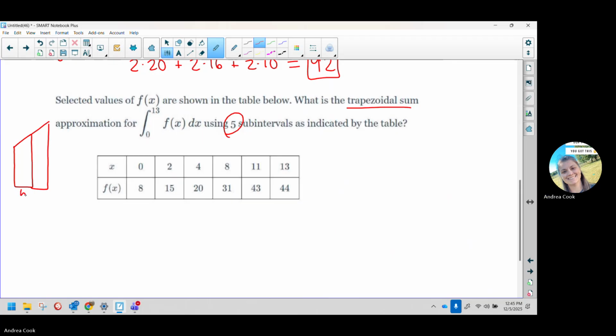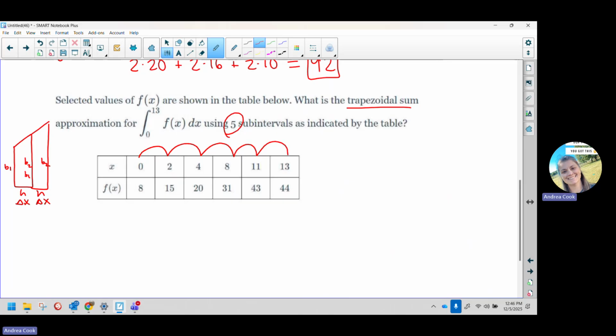So down here is your height, which is your change in X. The base 1 of the trapezoid is the function value and base 2. And then for my next trapezoid, this is base 1 and this is base 2. So they share a side. All right, so let's break this chart up into 5. So 1, 2, 3, 4, 5.